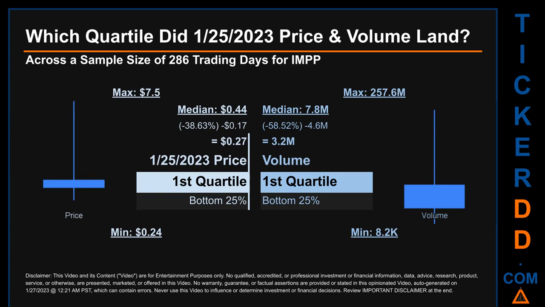Quartiles tell us about the spread of a data set by breaking that data set into quarters, just like how the median breaks the set into half. Descriptively, IMPP has a median price of 44 cents. Therefore, January 25, 2023 price was lower from that middle marker by 38.63%. The day's volume of 3.2 million was less than the median by 58.52%.